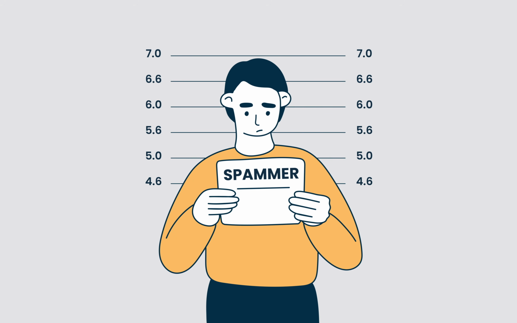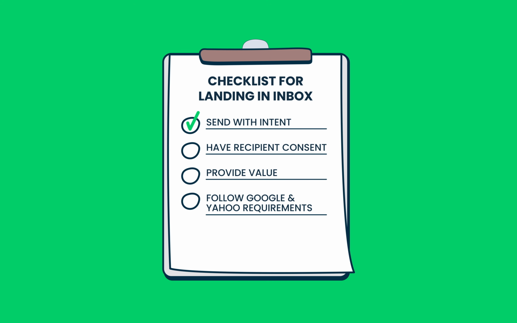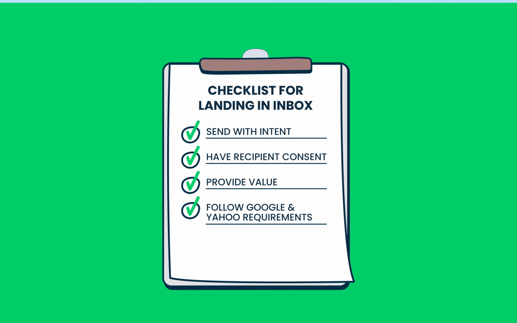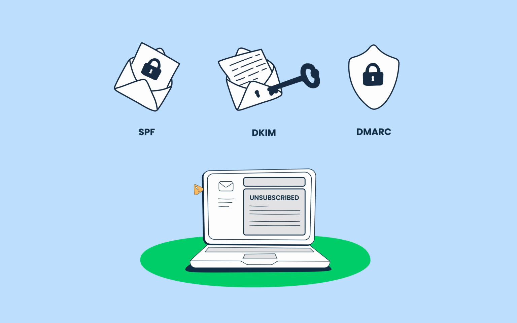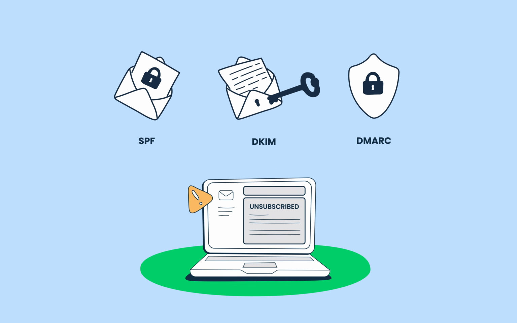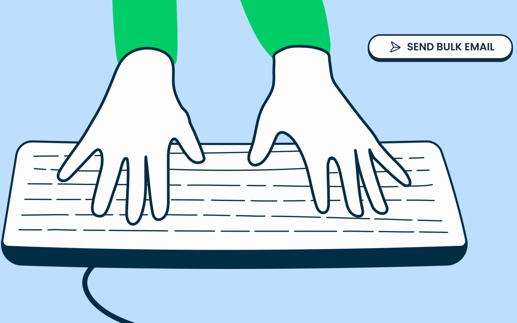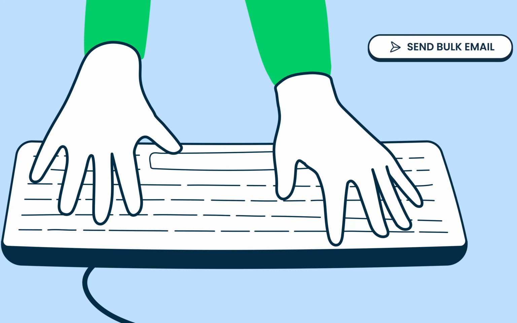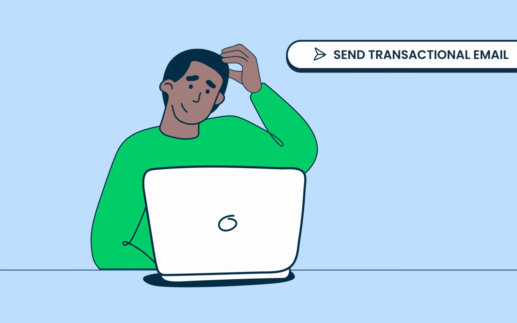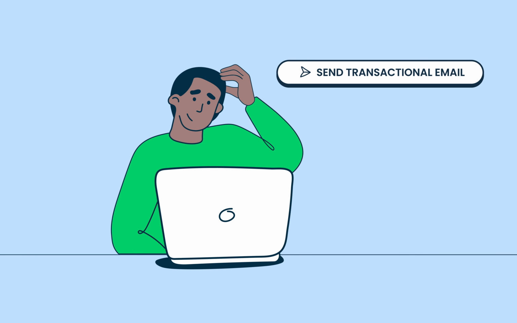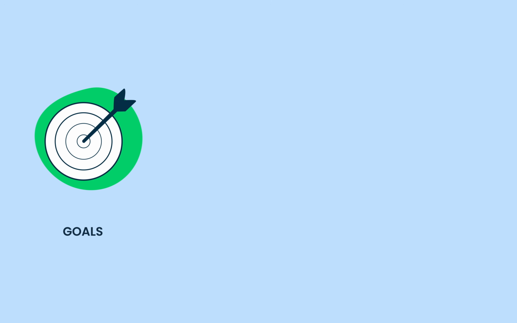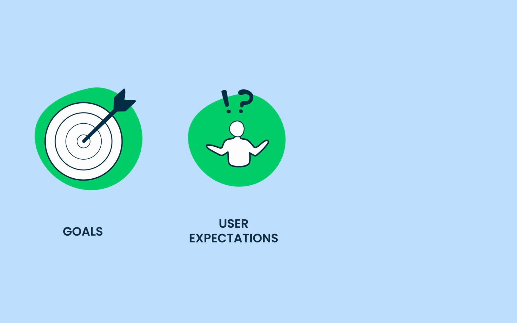To avoid the sentence of being classified as a spammer, the key lies in sending bulk messages with intent, consent, and value, as well as following requirements shared by Google and Yahoo, which include authenticating your domain, enabling easy unsubscription, and ensuring you're sending only wanted emails. Besides these tips and requirements, to run successful campaigns, bulk senders also need to know the difference between bulk and transactional emails, as the two email types come with different goals, user expectations, and compliance needs.